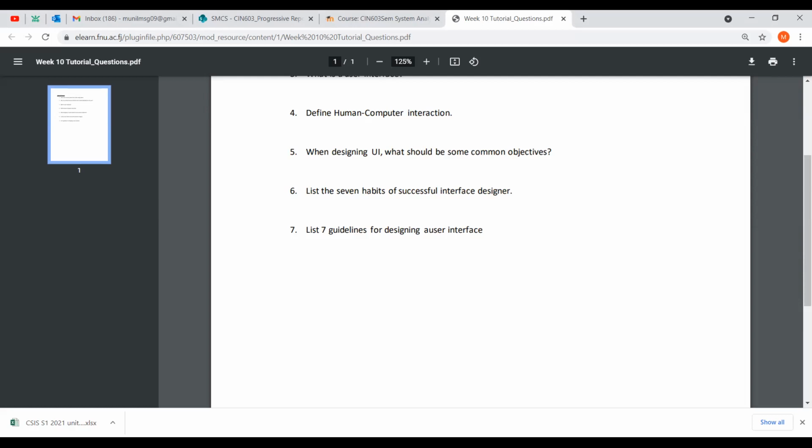Next on the list is focus on usability. The word usability means how easy it is to use an interface.